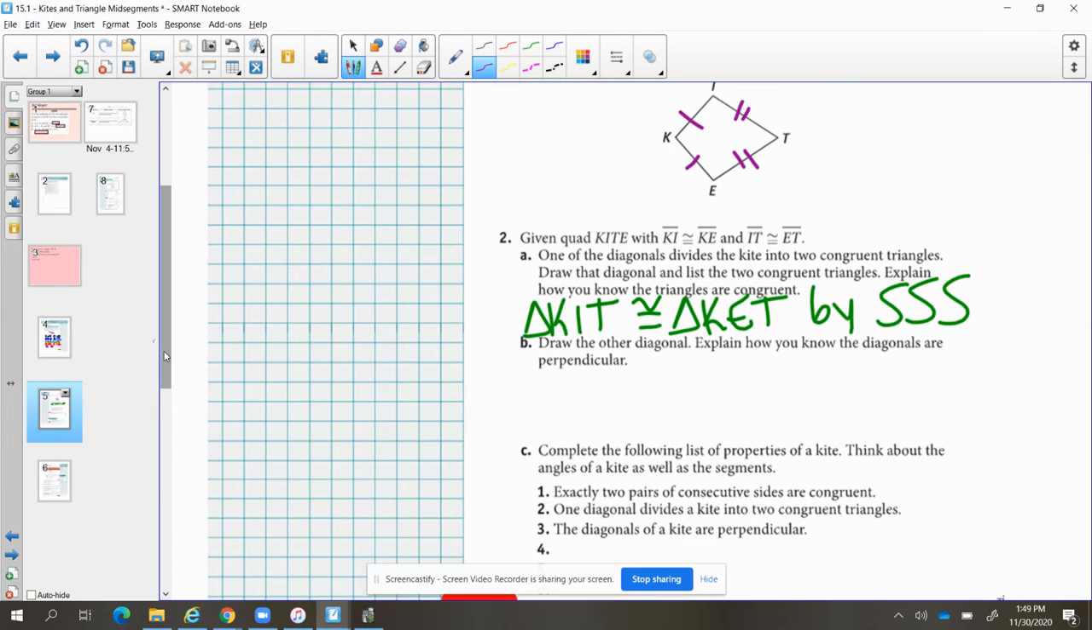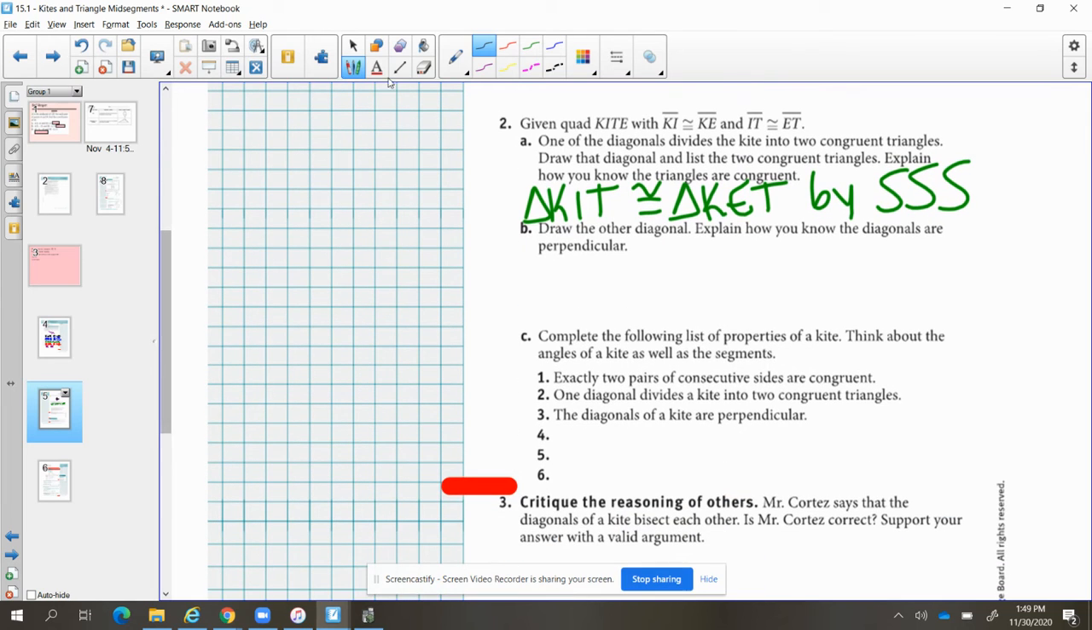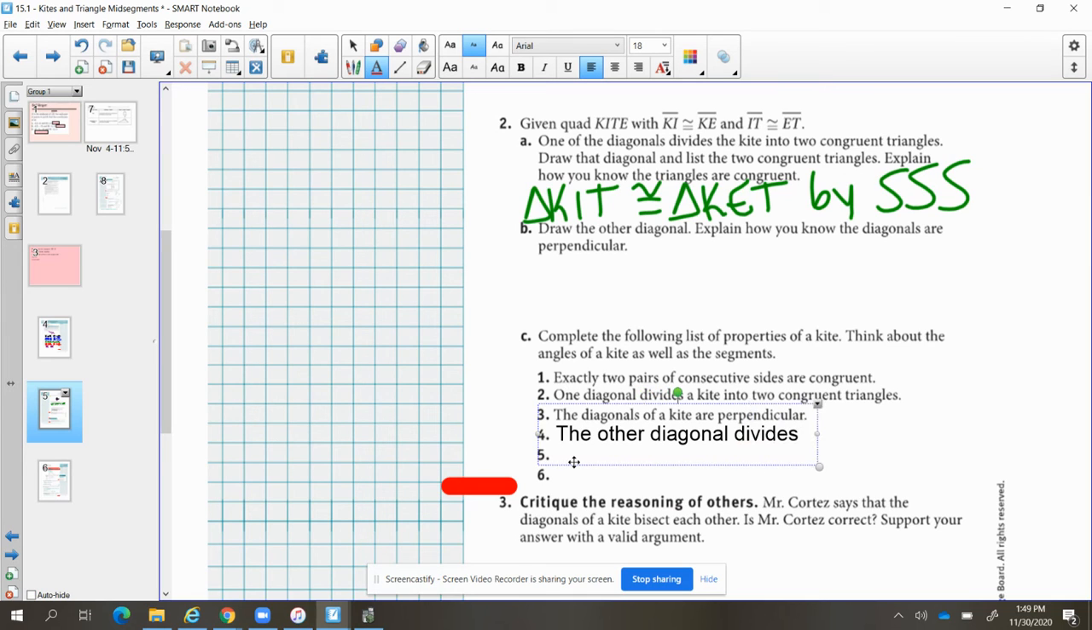And another important piece of this is that the diagonals are perpendicular to each other. Okay, so we see the right angle created here when we write this in. But there are three other properties down here that we need to write in, or I'm going to type in because my handwriting is kind of messy, especially in the small space on the Smart Notes. So one thing that we also know is that the other diagonal that's not cutting it into two congruent pieces, the other diagonal divides a kite into two isosceles triangles.